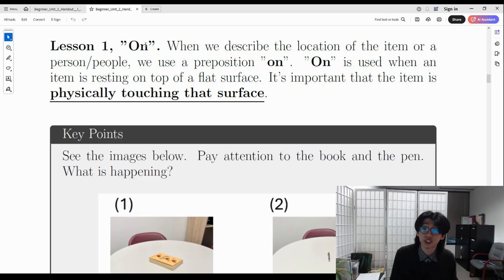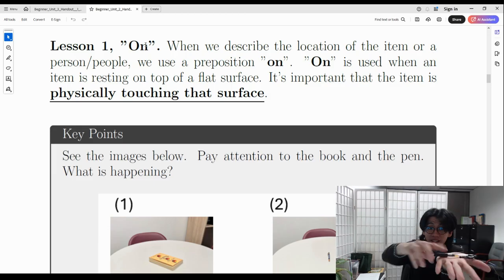We can use the preposition on to describe something that is touching the surface of another thing and being on top of a flat surface, okay? As explained in this worksheet, on is used when the item is resting on top of a flat surface. And it's important that the item is physically touching the surface. What does it mean by physically touching? Physically touching is that it is touching, right?